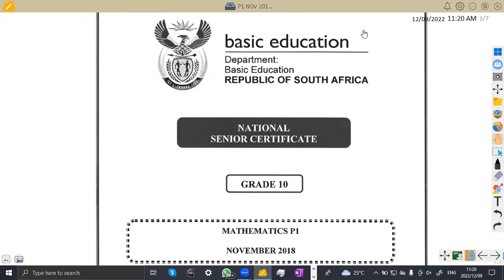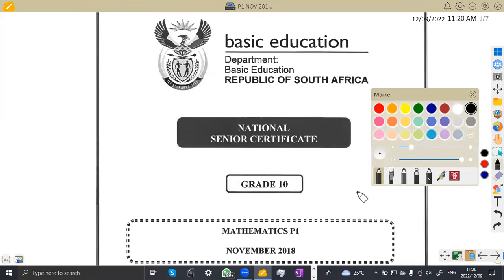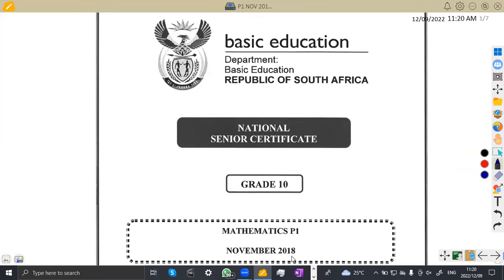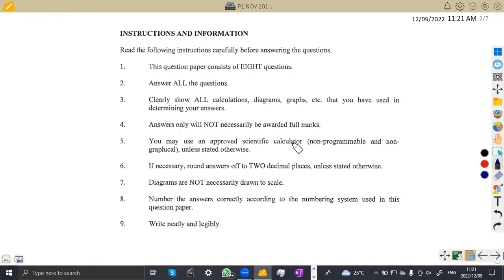So on this platform, we have the question paper, which I took from the department, which is November 2018, Paper 1, Grade 10 Mathematics. So we shall try by all means to work out the questions that we have so that we can manage to work everything.